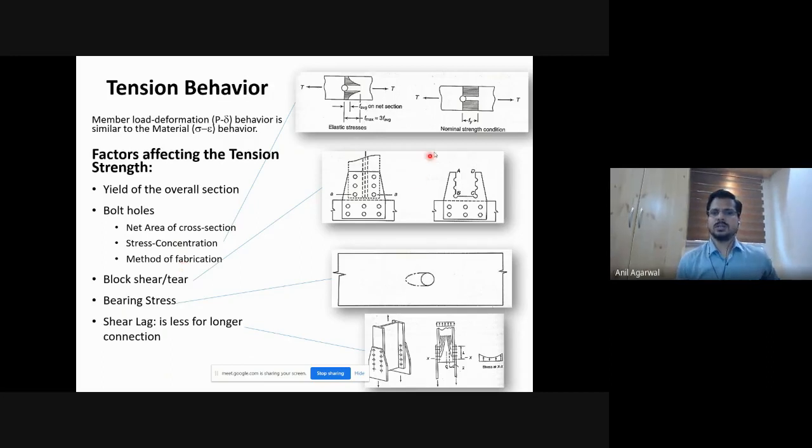Block shear is basically a combination of tension and shear. It arises in certain conditions. When we talk about the net area calculation, then block shear will make more sense. And then there is bearing stress. We will not talk about this point, which is more suitable for connection design. Then we can talk about the shear lag effect.